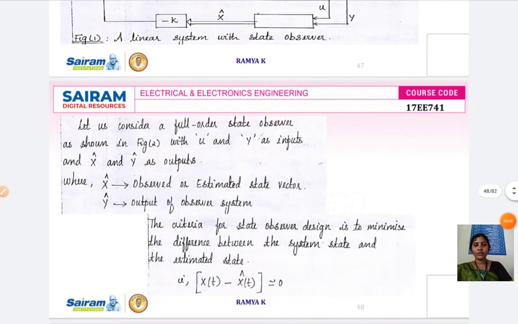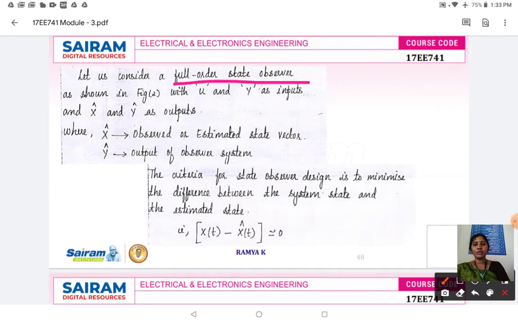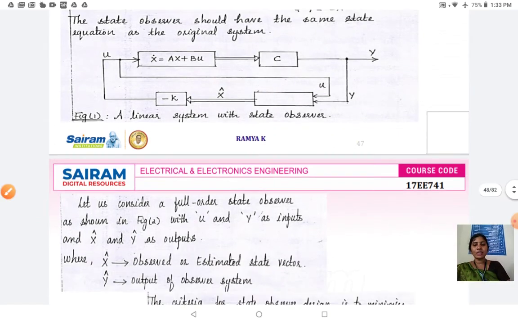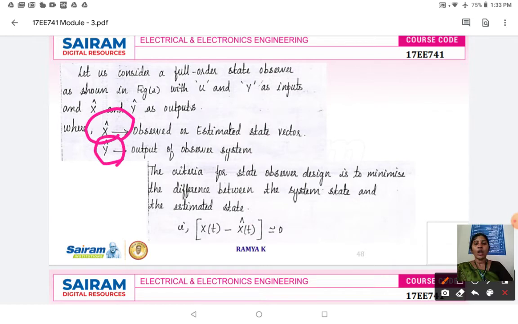Next one is you consider your full order state observer as shown in figure 2. So it is the figure showing your full order state observer. U is your input and Y is your output. These particular equations will explain. So you are going to include a new state variable and output variable. This is your estimated state variable and it is your estimated output variable.